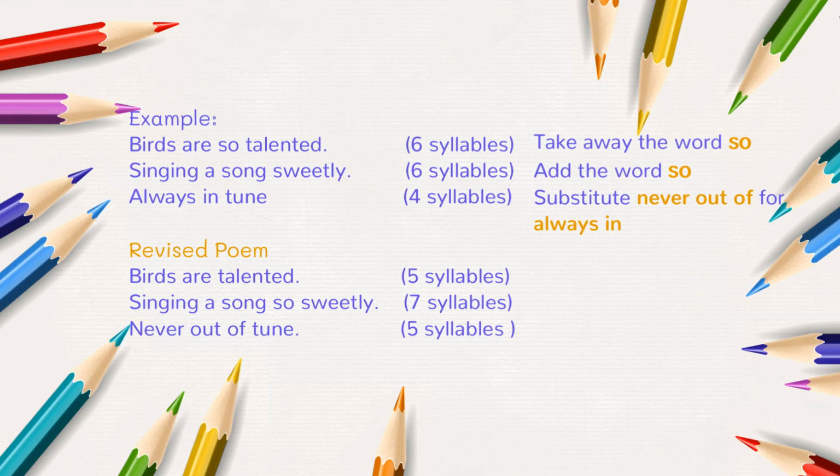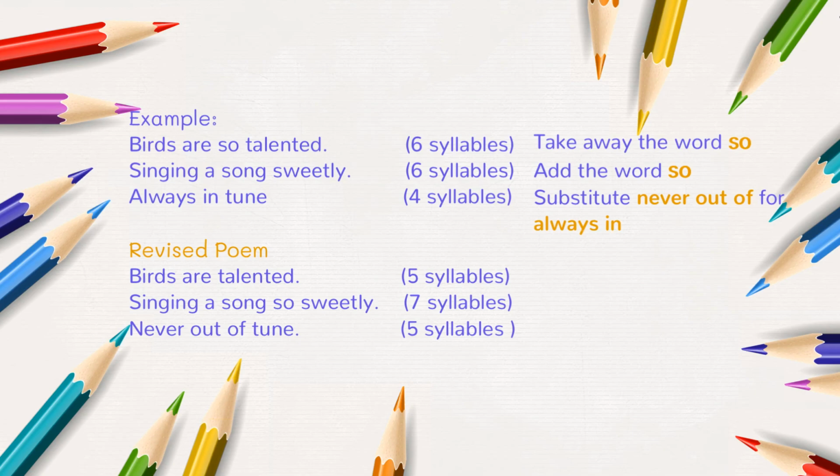Singing a song sweetly. That time I counted 6 syllables. I know that line 2 requires 7 syllables. So that means I'm going to have to add a word. I have to think of a word that would have 1 syllable. How about the word so? Let's try this one now. Singing a song so sweetly. That time I heard 7 snaps. That means line number 2 has been completed.